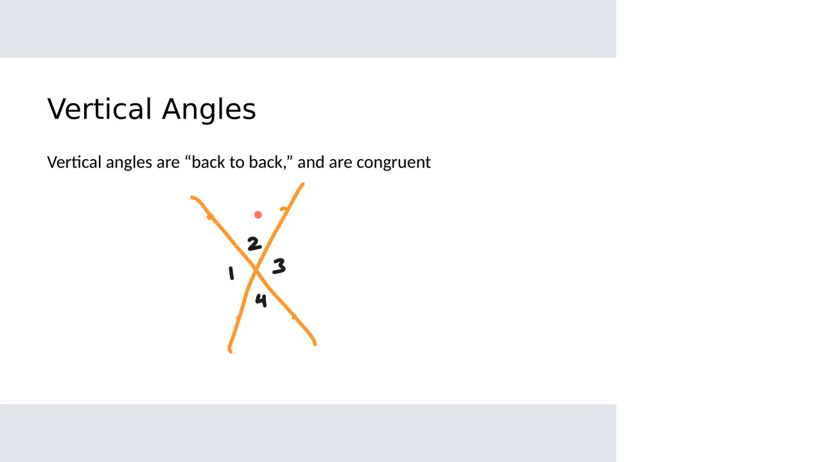And what happens when I have vertical angles is they are going to be congruent, which means they are equal. Their measure is equal. If one of them's 38 degrees, then so is the other one. And when I say back to back, what I'm talking about here is angle 2 and angle 4 would be equal to each other because they are vertical angles.